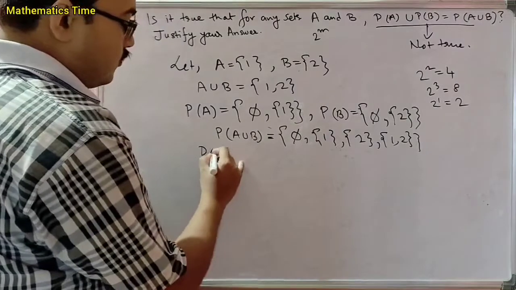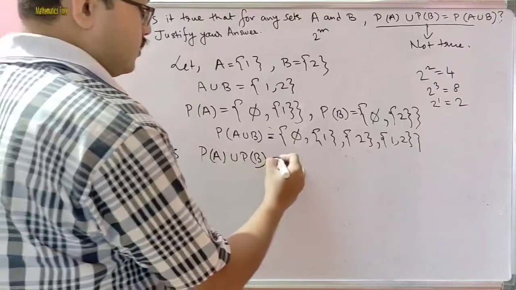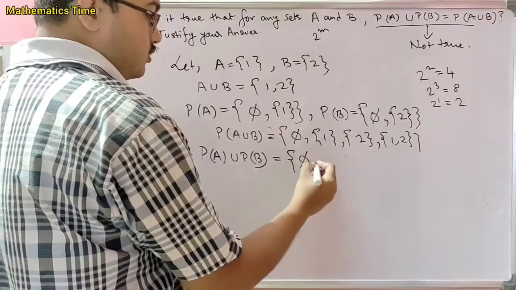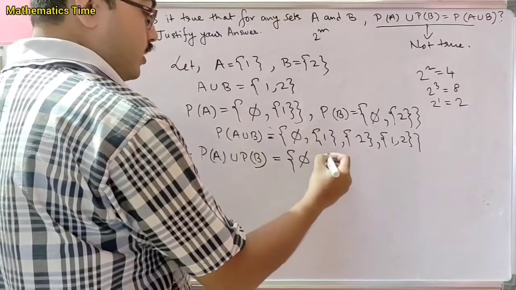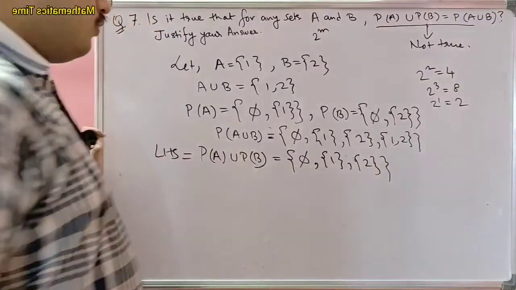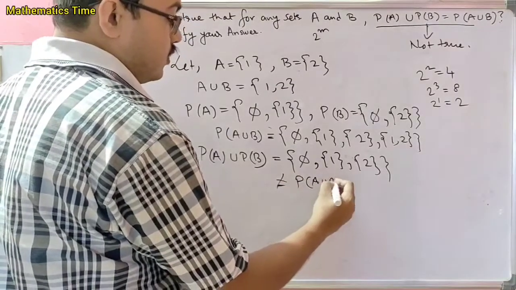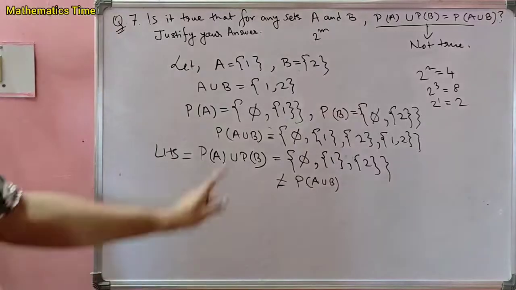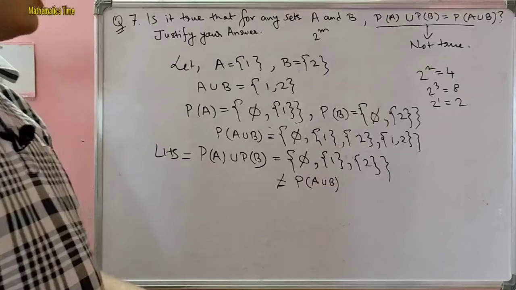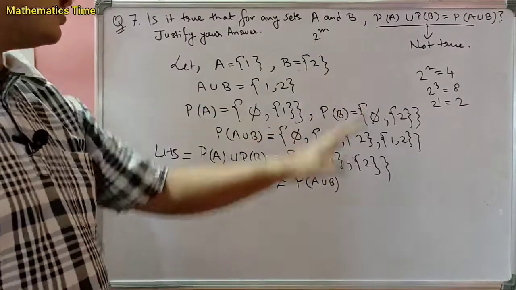Now P of A union P of B, that is the left hand side. What is the value of it? The sets contained in P of A union P of B will be the null set, the singleton set {1}, the singleton set {2}. That's all, and which is not equal to P of A union B. The element {1, 2} is extra in P of A union B. P of A union P of B contains only 3 elements, whereas P of A union B contains 4 elements, so they are not equal.